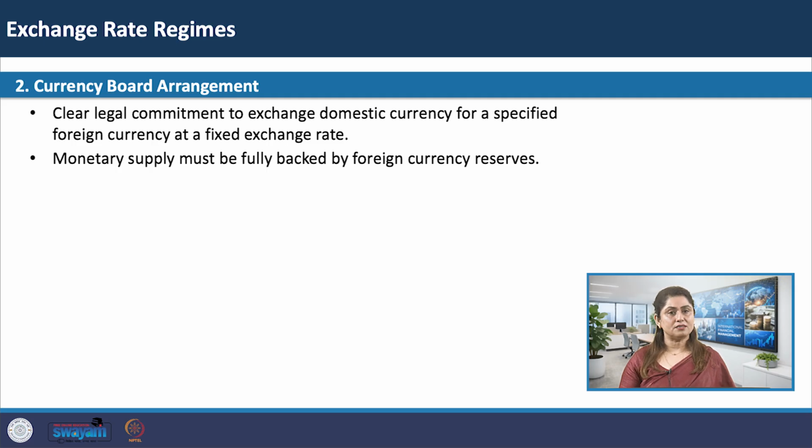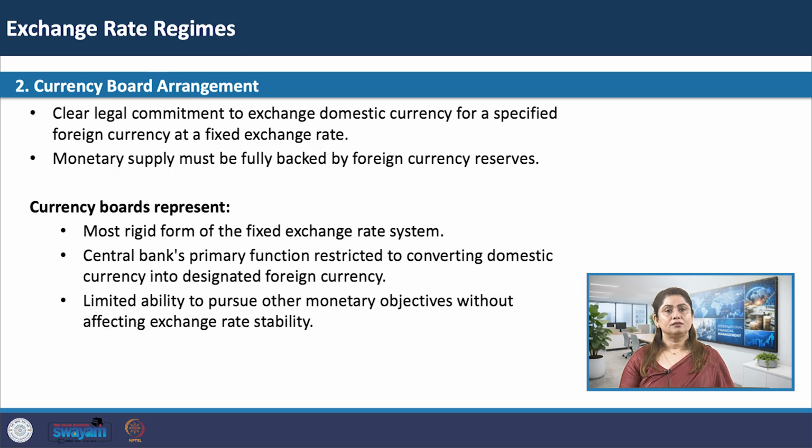Moreover, the domestic money supply is fully backed by foreign currency reserves. Every unit of the local money has to be backed 100% by foreign reserves. There is no fractional backing, no discretion; it is mechanical. There is a clear legal commitment to exchange domestic currency for a specified foreign currency at a fixed rate.